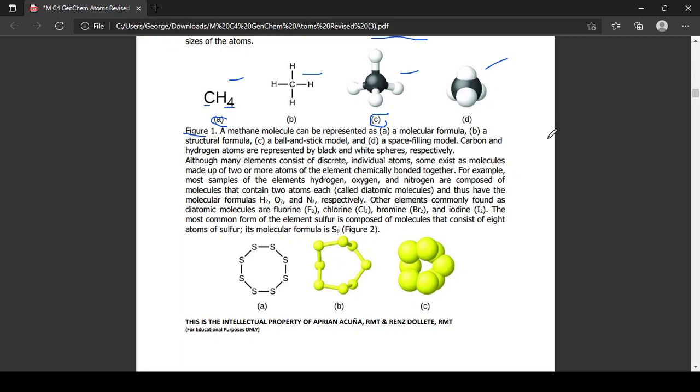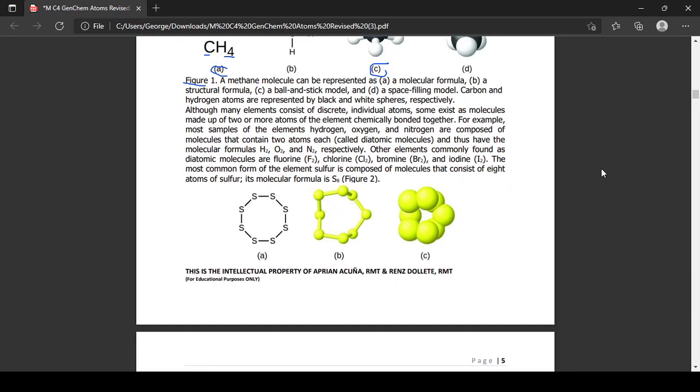Although many elements consist of discrete individual atoms, some exist as molecules made up of two or more atoms of the element chemically bonded together. For example, most examples of the elements hydrogen, oxygen, and nitrogen are composed of molecules that contain two atoms each, and thus have the molecular formulas H2, O2, and N2, respectively. Other elements commonly found as diatomic molecules are fluorine, chlorine, bromine, and iodine. The most common form of the element sulfur is composed of molecules that consist of 8 atoms of sulfur, and its molecular formula is S8.